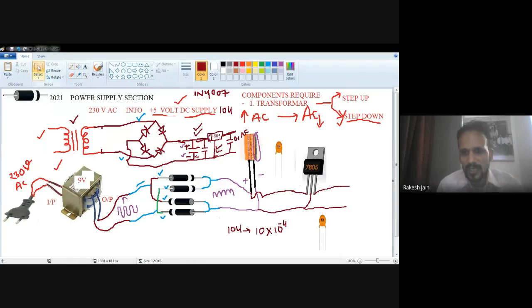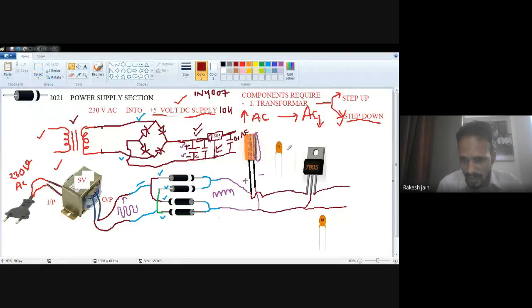So 103 means 0.01 microfarad. 103 means 10 into 10 to the power minus 3, that is 0.01 microfarad. And 0.001 microfarad means 102. So they are easily available in the market.